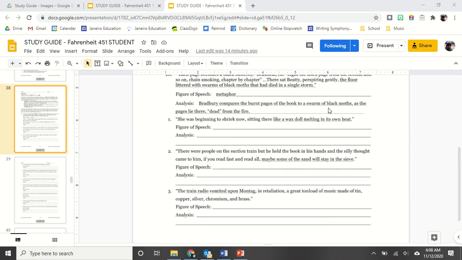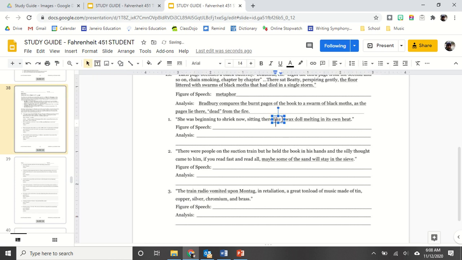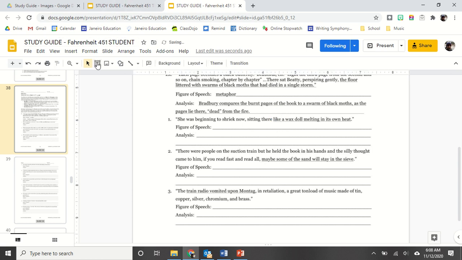Now, if I'm looking at this one to figure out if it's a metaphor, comparing two unlike things, a simile, comparing two unlike things using like or as, or personification, giving human qualities to an inanimate object, I noticed that it has the word like right here in the middle of the sentence. All right, the word like is right there. Okay, so I'm going to know that's going to be a simile, so I'm going to put it here in the next figure of speech.